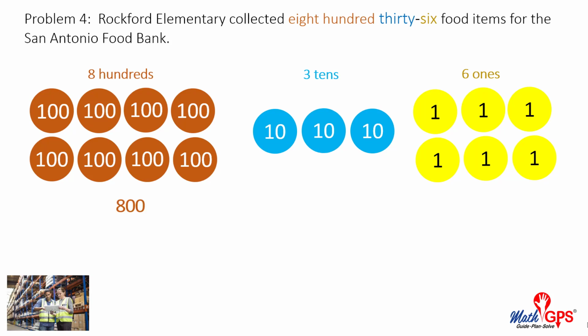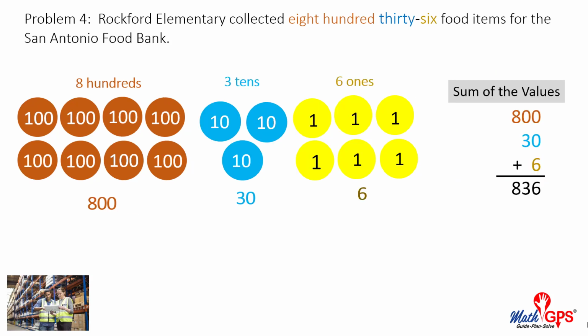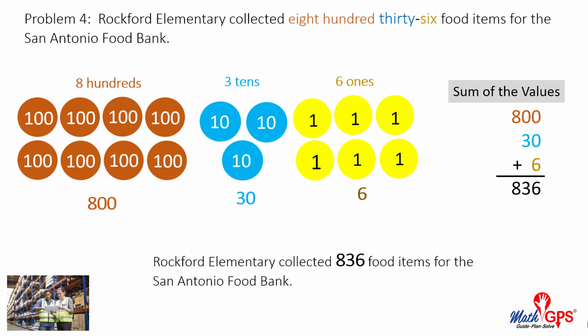If we count by 100s, the value of 8 hundreds discs is 800. If we count by tens, the value of 3 tens discs equals 30. If we count by ones, the value of 6 ones discs equals 6. To compose this number, we take the sum of all the values, 800 plus 30 plus 6. Rockford Elementary collected 836 food items for the San Antonio Food Bank.